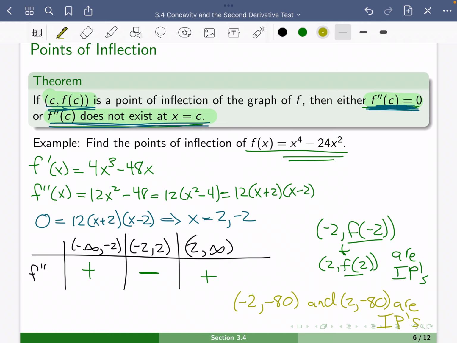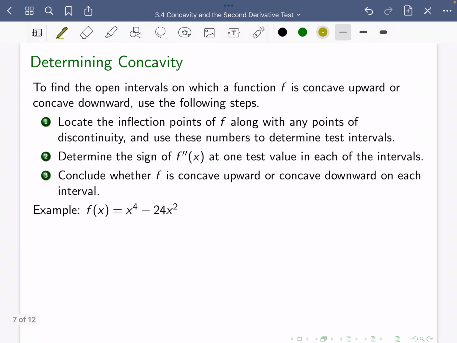So let's walk through that whole process and think about what steps we went through. To find open intervals on which a function is concave up or concave down, we can use the following steps. We locate the inflection points of f along with any points of discontinuity. Don't overlook those points of discontinuity. If it's not continuous at a point, you can change concavity. If there was a vertical asymptote, to the left of that asymptote it could be concave up, and to the right it could be concave down. So it can change concavity at those points of discontinuity.